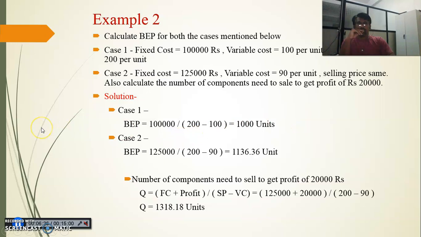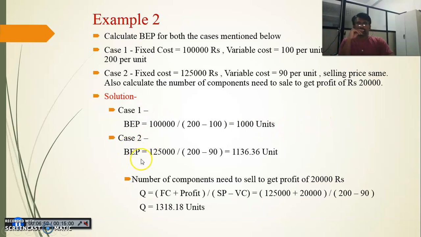So as in the earlier example, for case 1, the BEP becomes 1 lakh divided by 200, that is selling price, minus 100, that means variable cost. So 1000 units will be the BEP, and 1000 into the selling price, that is 200, will be the total revenue generated by the company in this case.